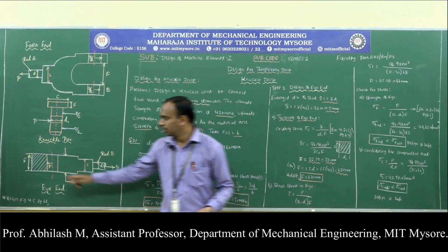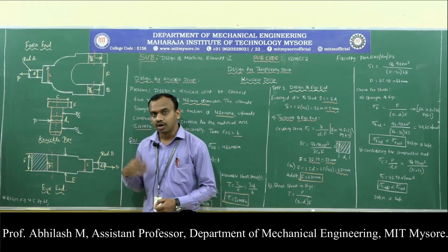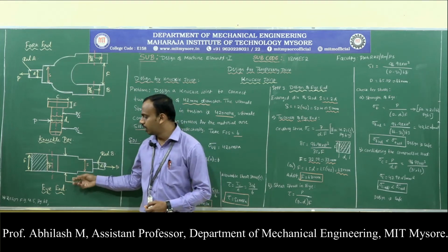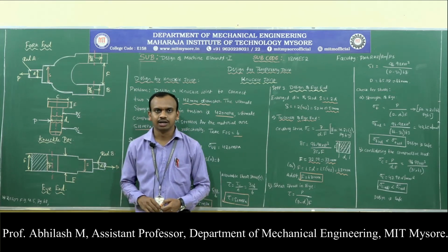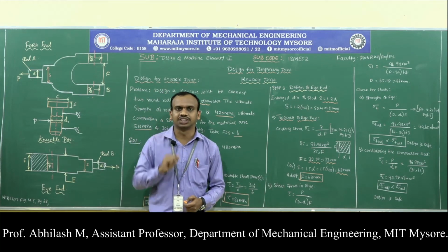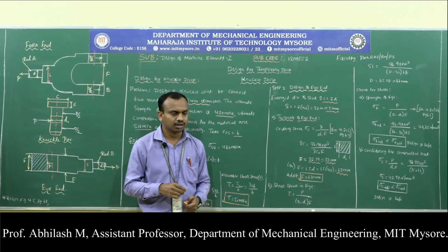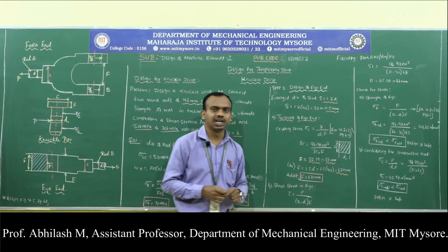Now I am done with this F. Now I am supposed to calculate the major diameter of this particular eye end. This eye end is a hollow section. So how do I do that? Consider the shear stress.